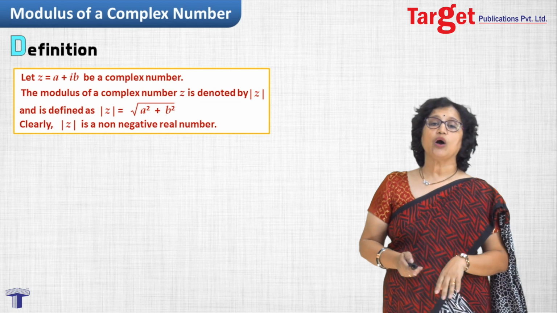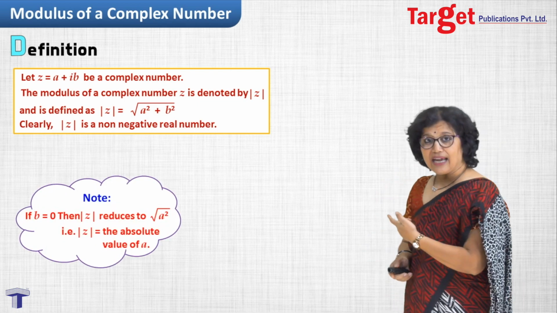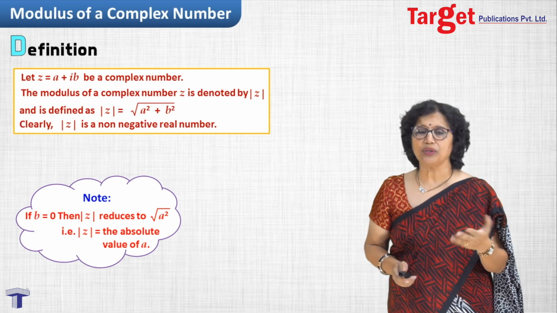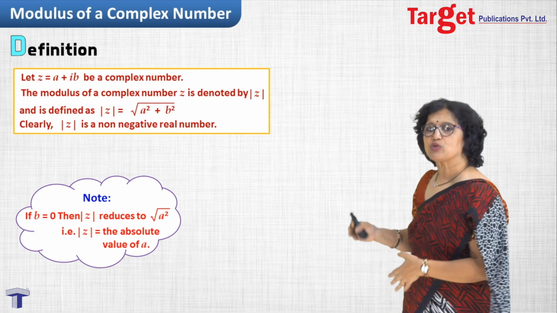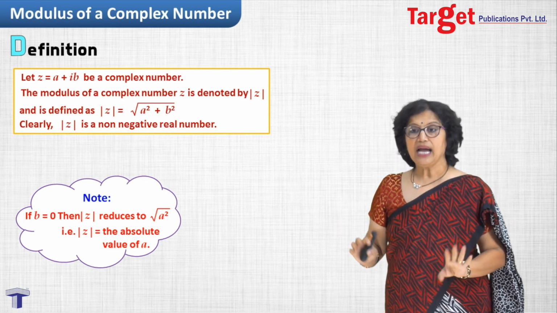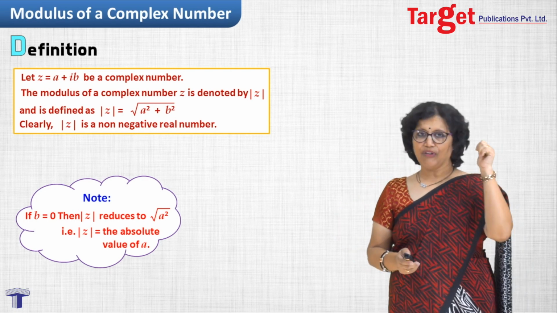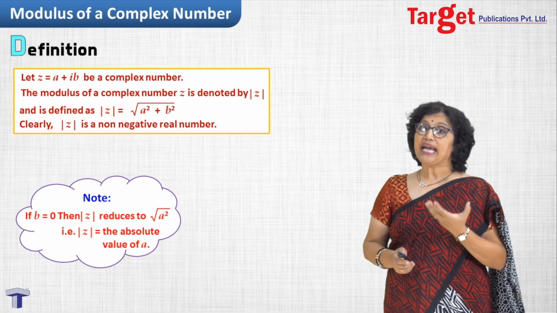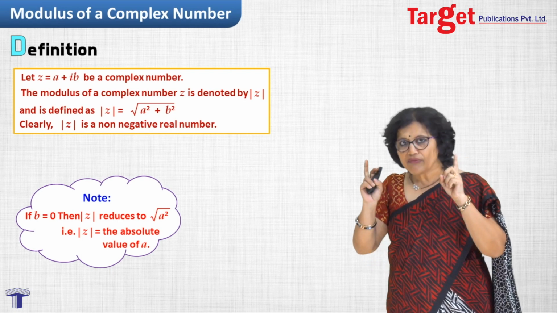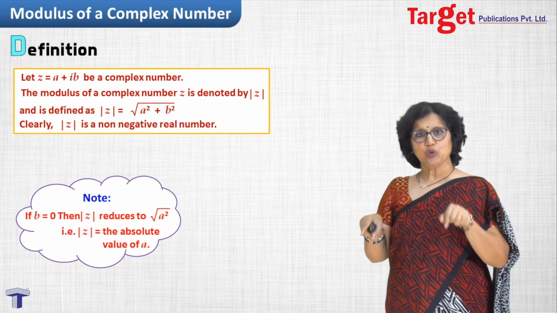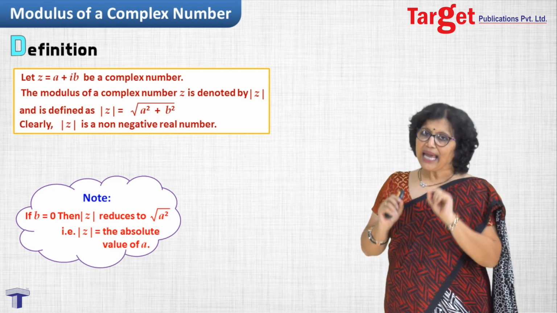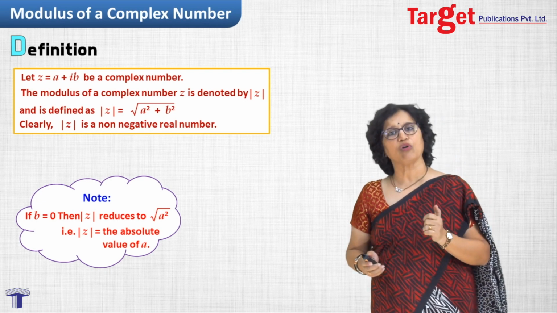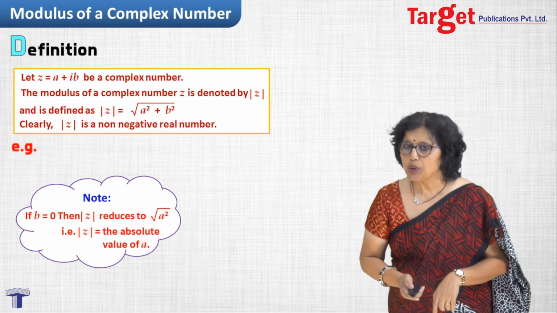Remember this. Now, if I take in place of a plus ib simply a, means if b is 0, then what will happen? That under root a square plus b square will simply reduce to under root a square, and that is nothing but absolute value of a, that we have already done in the chapter on inequations, right? So in case of a real number, we have denoted the same thing as absolute value and the name was different. Here we call it modulus in case of complex numbers, and in case of real numbers we have called it absolute value. Okay, so let us proceed further.